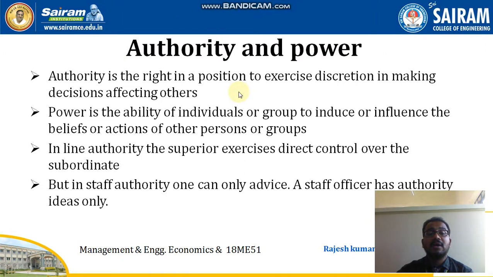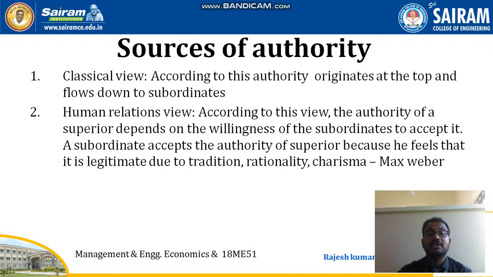Authority and power. Authority is the right in a position to exercise discretion in making decisions affecting others. Power is the ability of individuals or groups to induce or influence the belief or actions of other persons or groups. In line authority, the superior exercises direct control over the subordinate, but in staff authority, one can only advise. A staff officer has authority over ideas only.